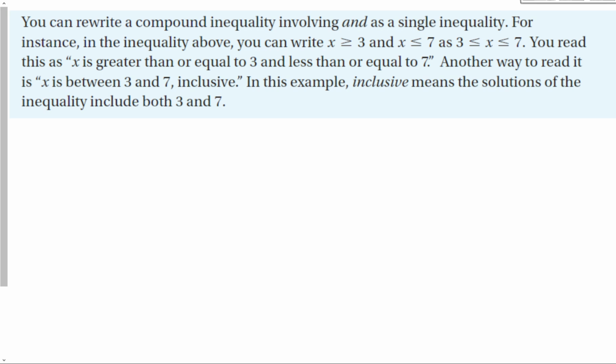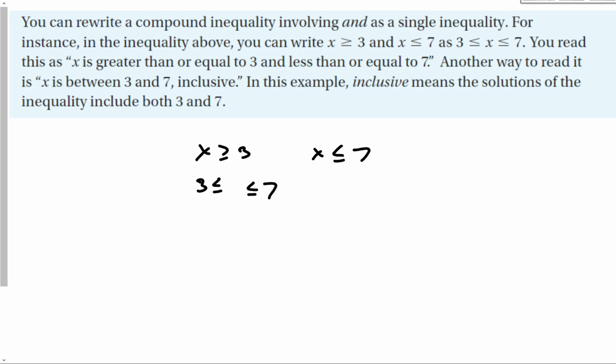We can rewrite a compound inequality involving and as a single inequality. For instance, on the last page, we can say x is greater than or equal to 3 and x is less than or equal to 7. I can flip this first one around and say 3 is less than or equal to x. This one can stay the same. And basically what happens is I can just take these two and shove them together. Ooh, well, that didn't work. Let's try again. We can take it and shove it together, just like that.